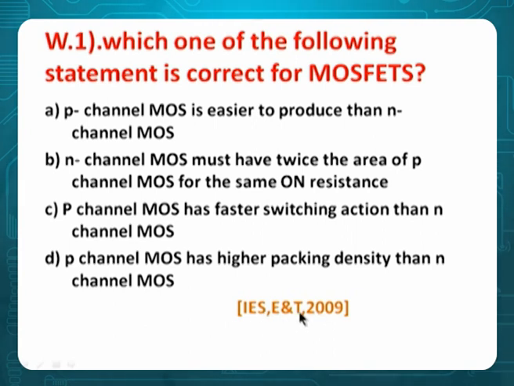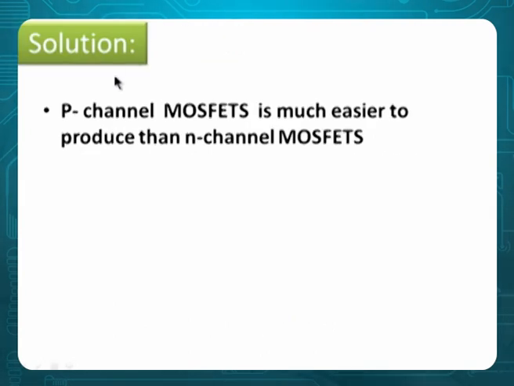ECE 2009. Solution. P-channel MOSFET is much easier to produce than N-channel MOSFET. That's why the option is A.